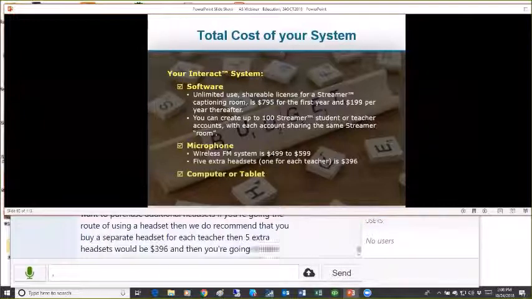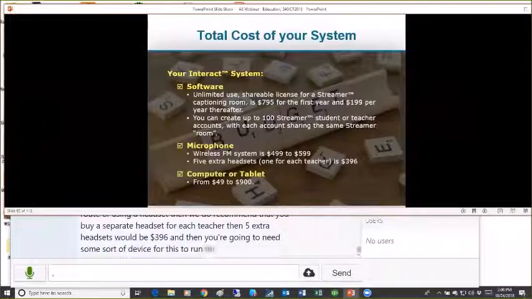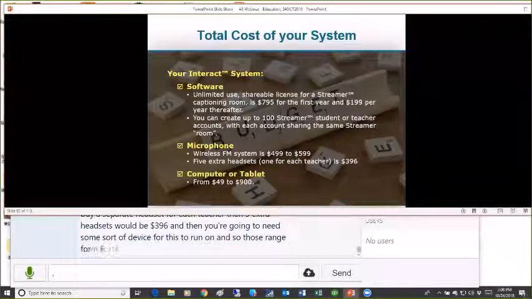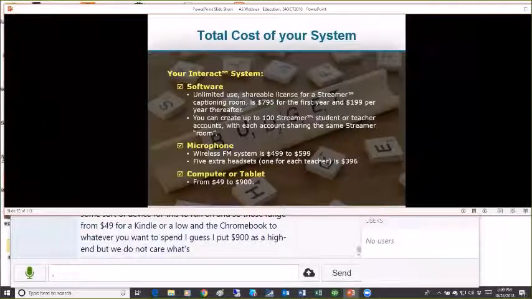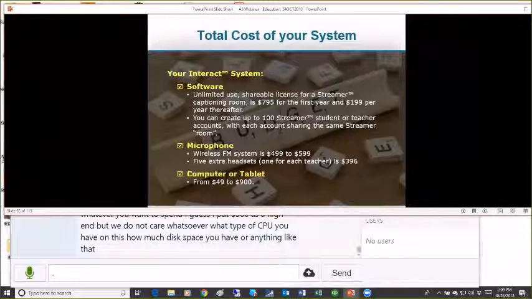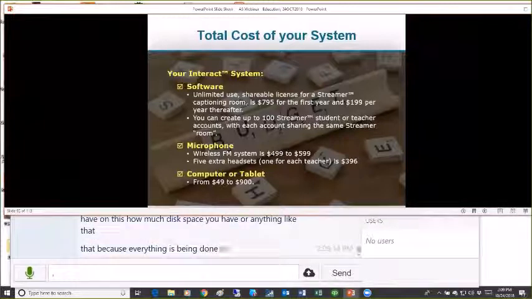And then you're going to need some sort of device for this to run on. And so those range from $49 for a Kindle or a low-end Chromebook to whatever you want to spend, I guess. I put $900 as a high end. But we do not care whatsoever what type of CPU you have on this, how much disk space you have, or anything like that, because everything is being done in the cloud.